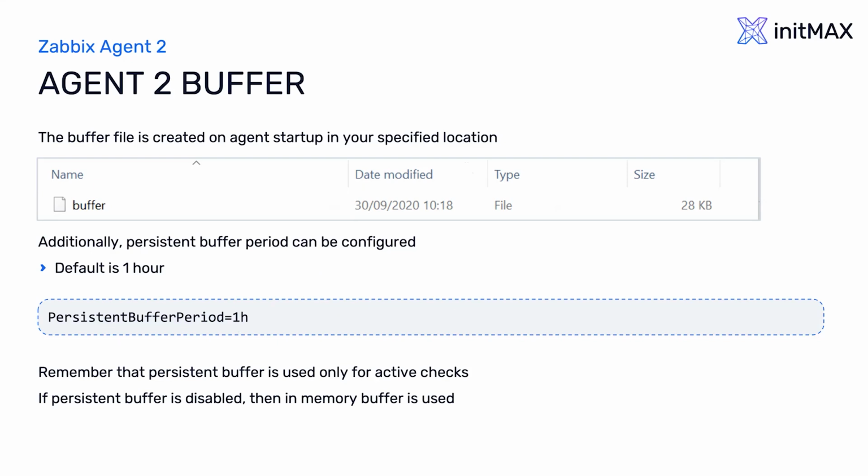But of course, the best practice is to not go crazy, like not specify that to, I don't know, 3 days or 5 days or something like that. Essentially, all of these buffers are intended to save you from some short outages of the network connection between the Zabbix agent and the server or the proxy. And remember that the persistent buffer is used only for the active checks. And active checks are essentially the better choice for your monitoring.